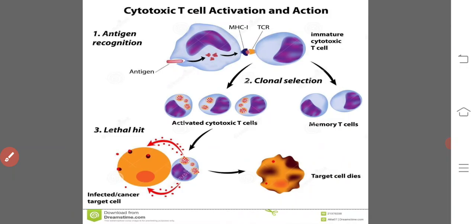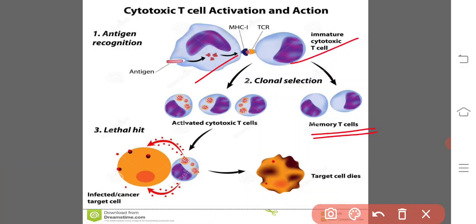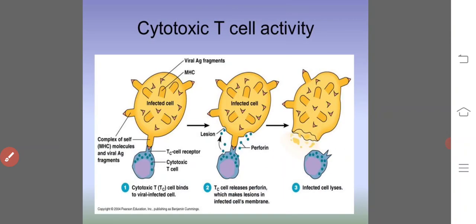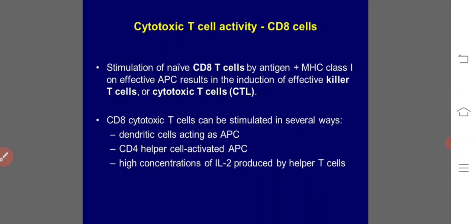Cytotoxic cell activation and the action. Here there is interaction between the antigen presenting cell and the cytotoxic T lymphocyte. These are the memory T cells and activated cytotoxic T lymphocytes. They kill the cancerous cell or infected cell. So the target cell dies off. So here also the same thing.